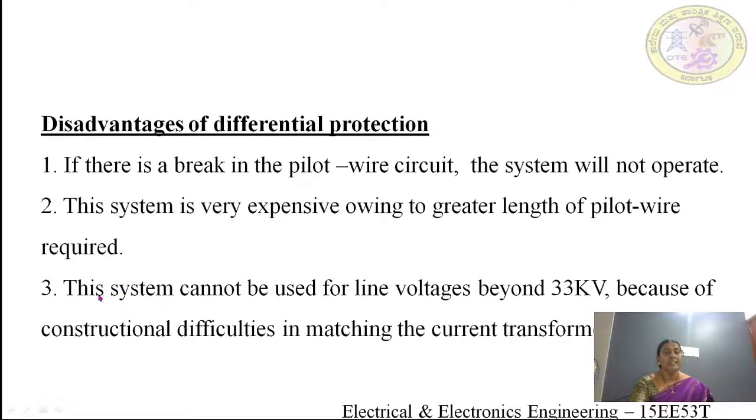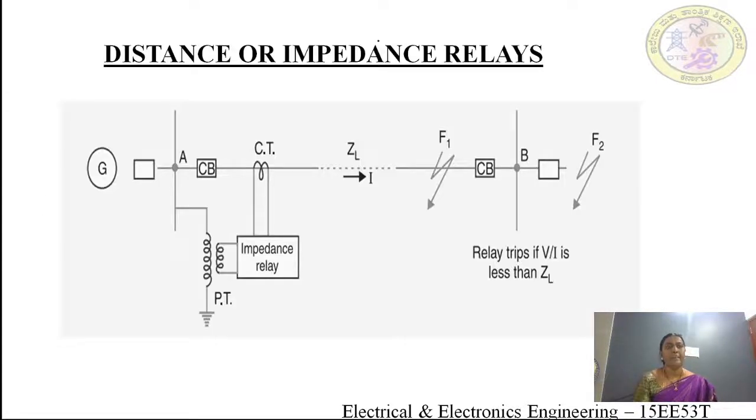Next, this system cannot be used for line voltages beyond 33 kV because of constructional difficulties in matching the current transformers. This is another disadvantage of differential protection. This system cannot be used for line voltages beyond 33 kV because of constructional difficulties in matching the current transformers.